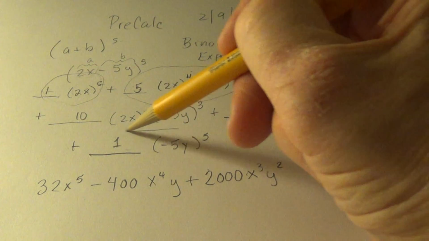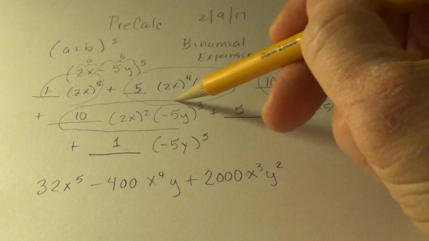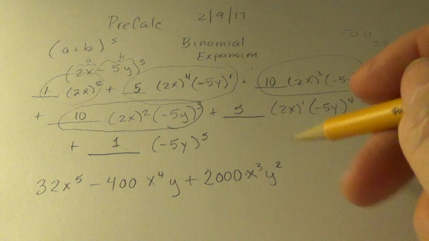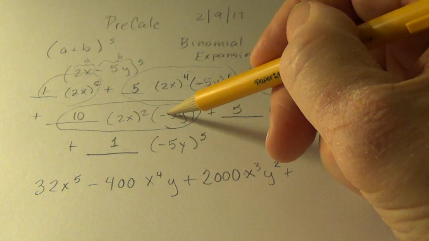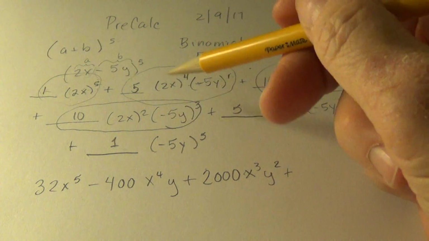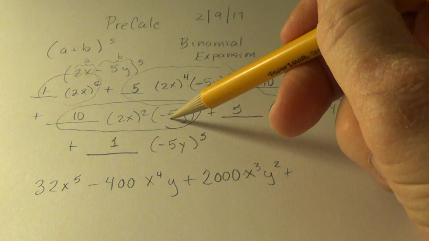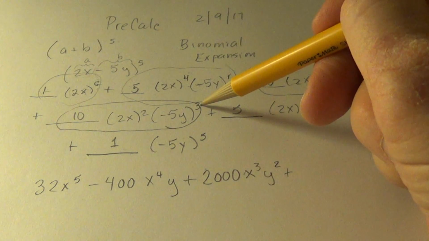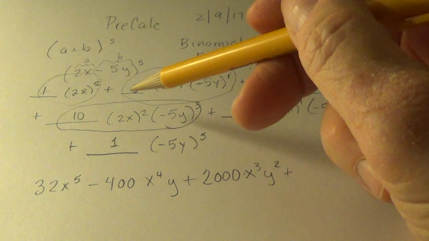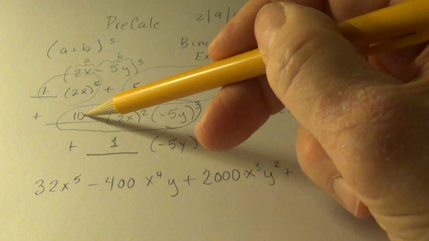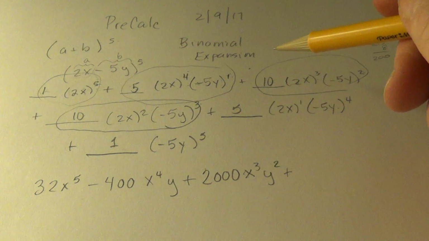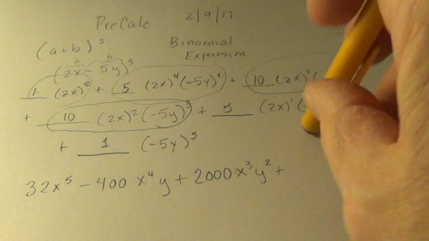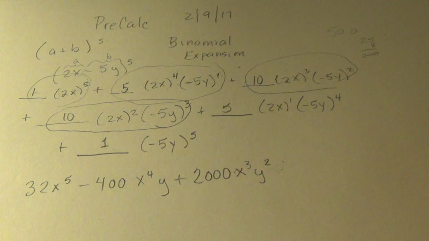Now we're over here. Clean up on all these aisles. All right, so on this one, we have a situation where negative 5 is raised to the 3, which is what, negative 125, times 10, times 2 raised to the 2, times 4. So when I did all that, I got a negative 5,000.